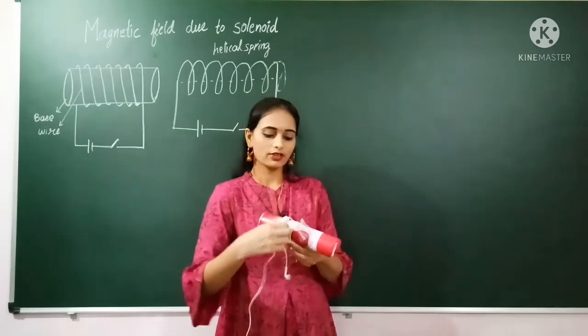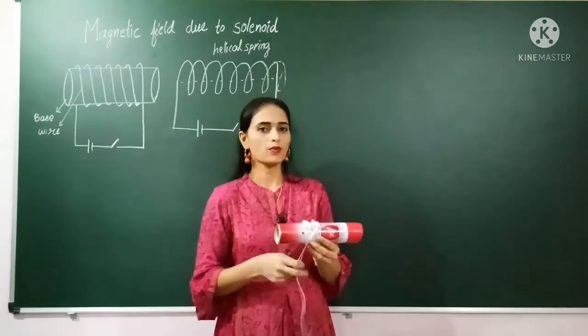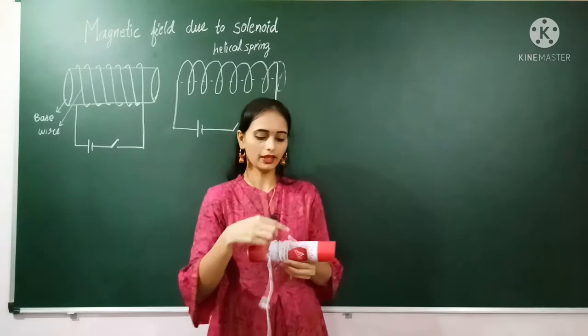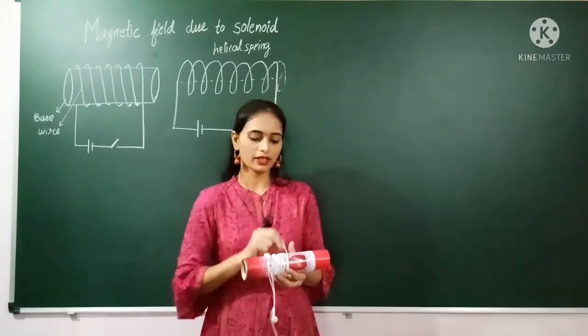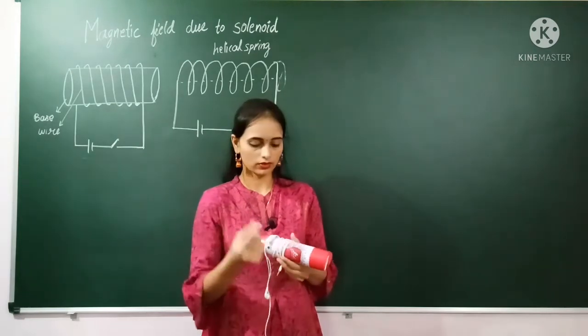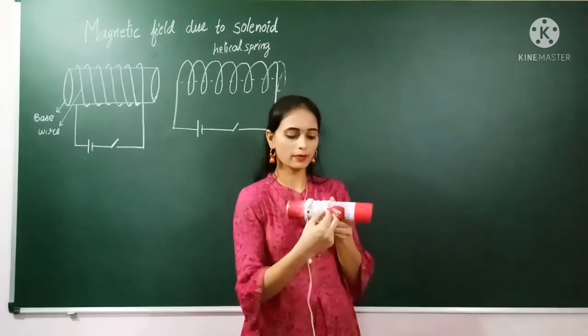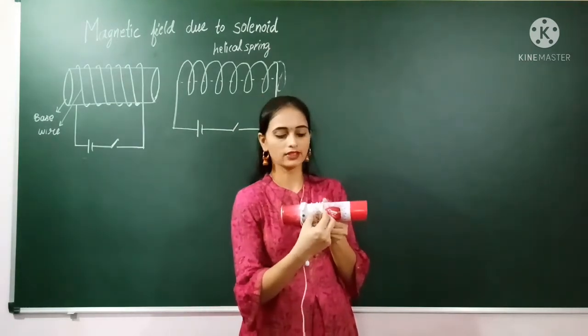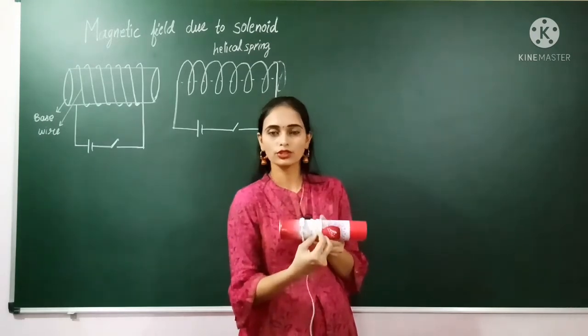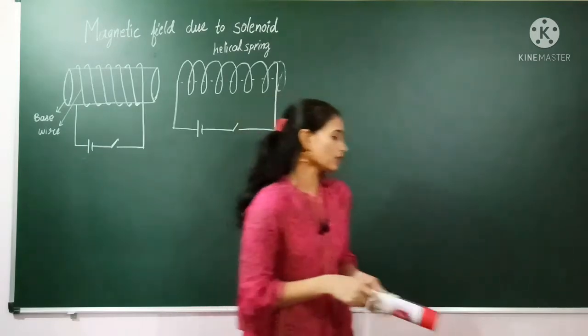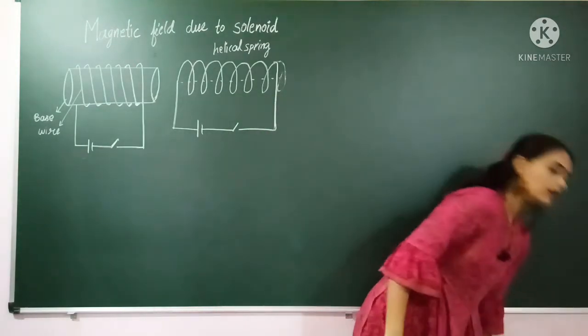For understanding I have drawn this wire, but actually it is a copper wire wound, and the wire is coated with non-conducting material so that no short circuit happens if the wires touch each other. If they are very closely arranged and touching, there should be no short circuit. So for that they are coated with non-conducting material.